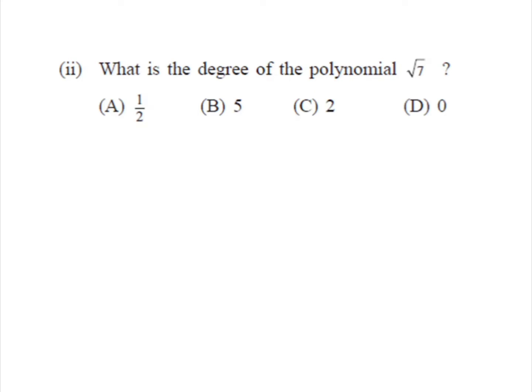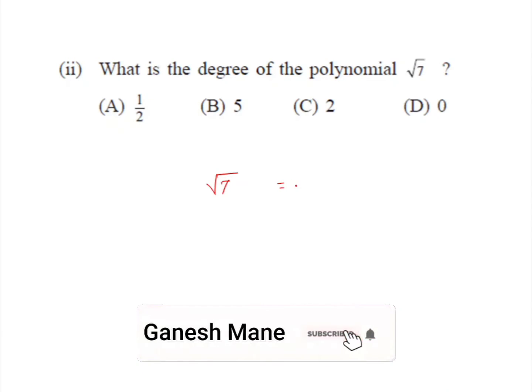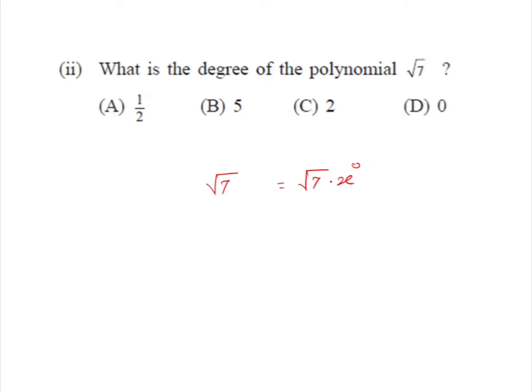What is the degree of the polynomial root 7? The options are 1 by 2, 5, 2 or 0. So here, as we can see, root 7 is the expression given, and it is a constant polynomial. Now as it is a constant polynomial, it can be written as root 7 into x raised to 0, because no variable is involved in this one.